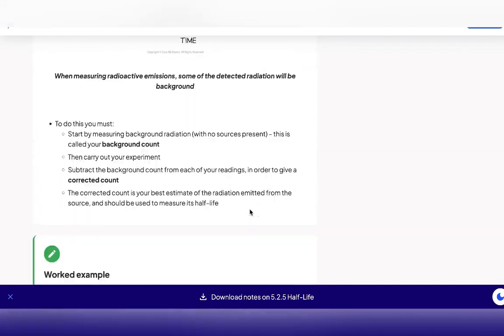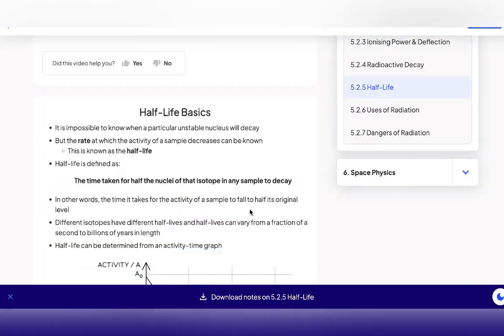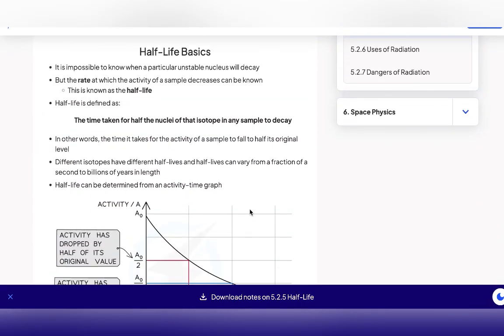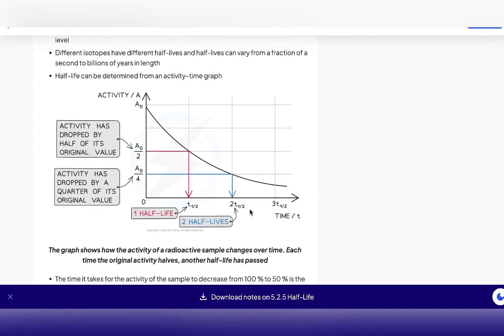So we come to the end of this chapter. I told you half-life is a plot of activity. The unit of activity is Becquerel, and it is a plot of activity against time. So that's how we got the curve for half-life.